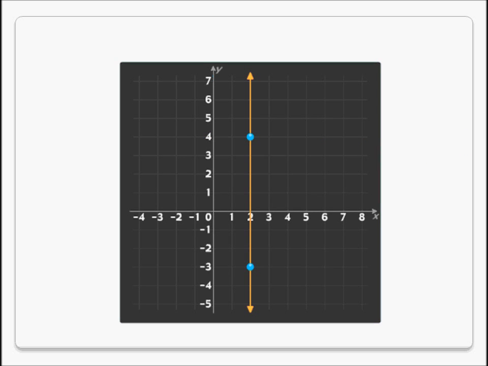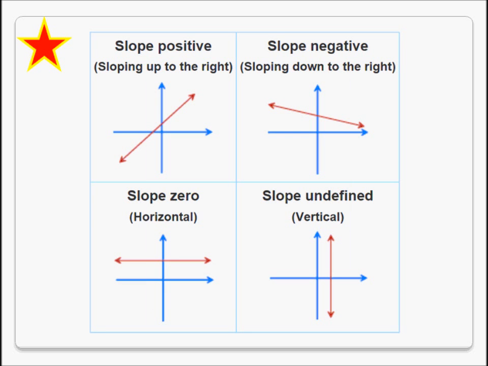Well, a line that goes straight up and down the page is so steep that we can't actually give it a measure in the current format that we are using. So we just say that it is undefined. It's a fancy way for saying we just can't measure it.